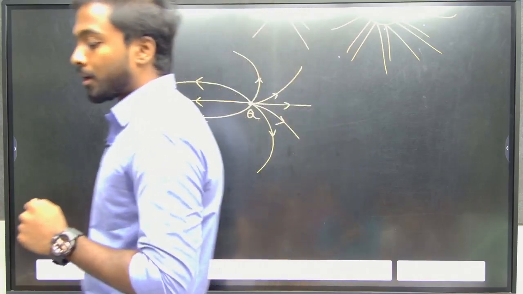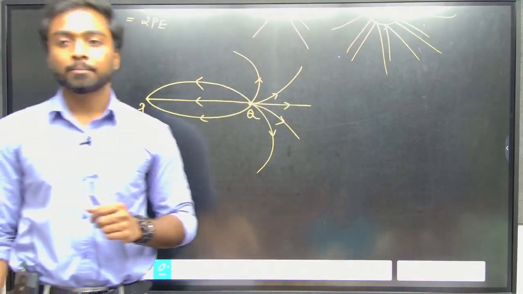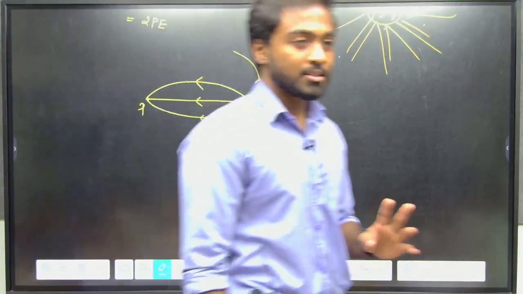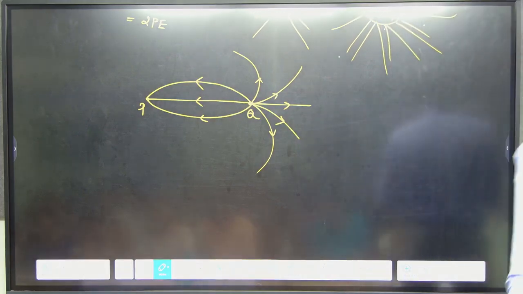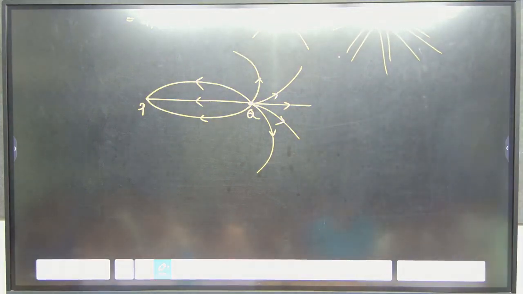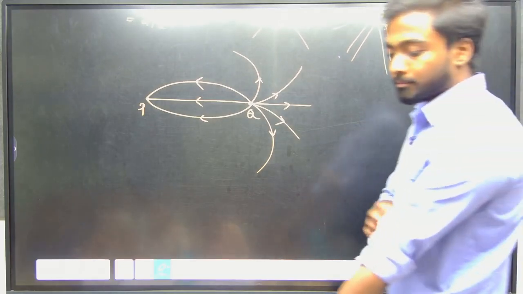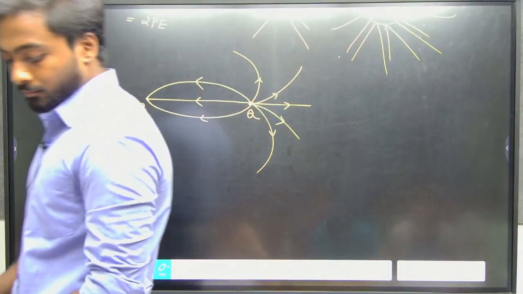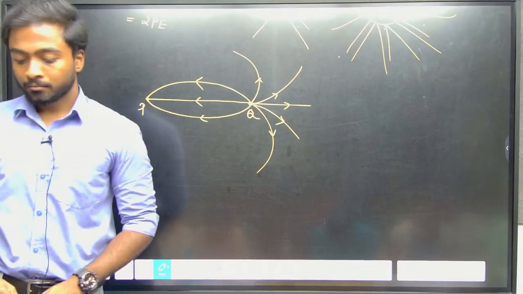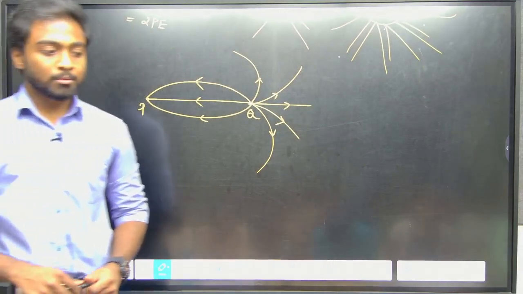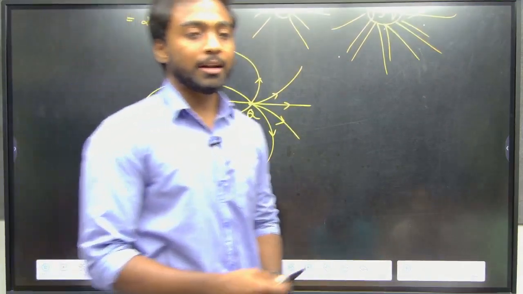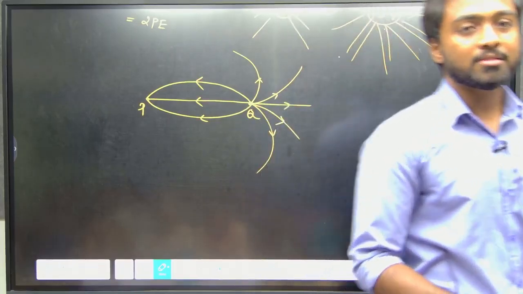Right on, next topic, equipotential surface. Like the name itself tells, the potential is equal at the surface.